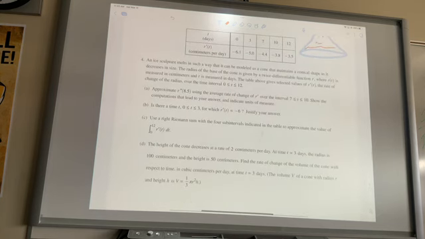now the table gives values of R prime. This is actually more of a rate question. Let's see. The rate of change of the radius from 0 to 12.